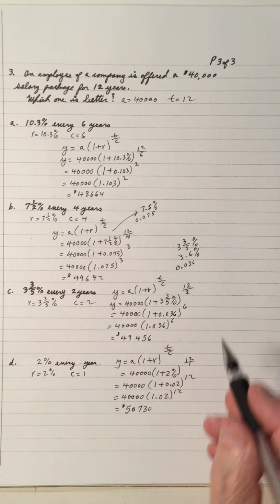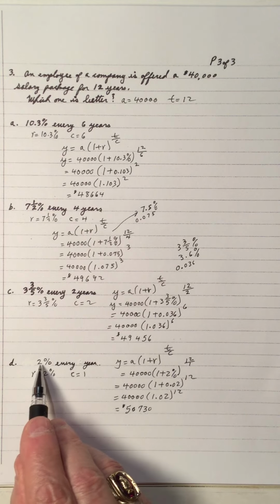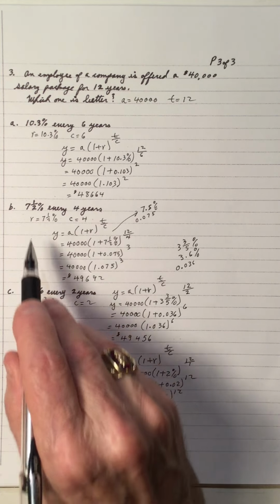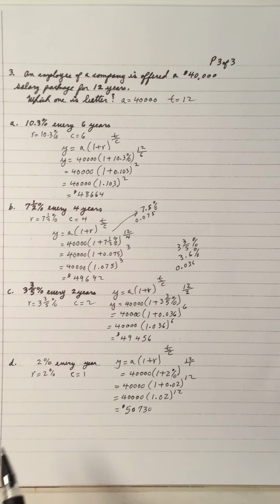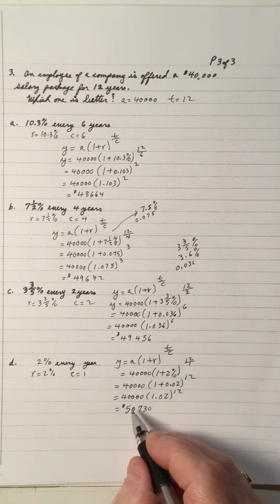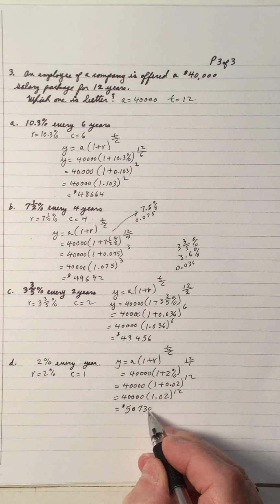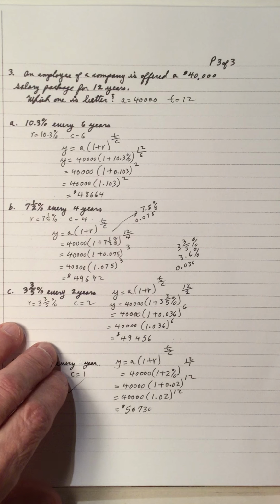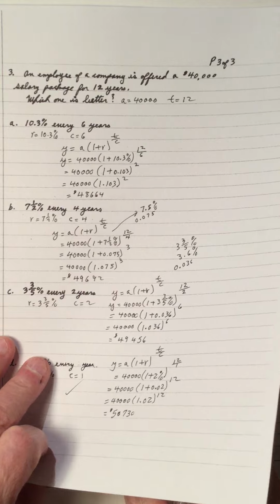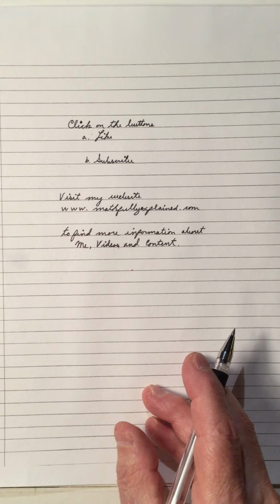And as you can see, you have different options, but the best, even though this is the lower percentage compared to these three, happening every year is compounded, so you're getting more salary on your salary. So the better one is the 2% every year that gives you $50,730. So this is the best choice. Again, just more problems to help you understand what compounding is doing in exponential growth problems.